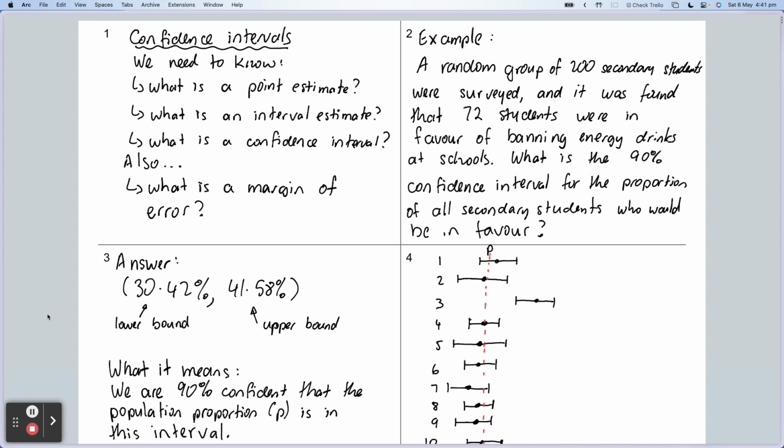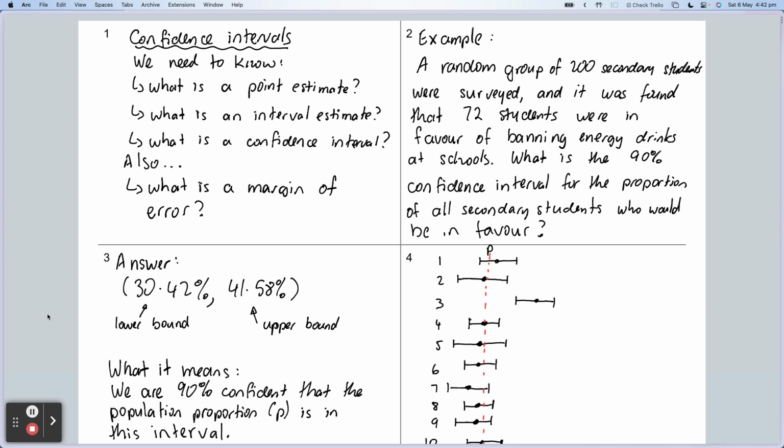The population is all secondary students. So if all secondary students were surveyed and gave their opinion, we would be able to establish a specific, exact population proportion number, but we don't know it. What this does is give us an interval, a range of numbers from a particular lower bound to a particular upper bound, that we believe contains that fixed population proportion P. Our belief is demonstrated as a 90% confidence.